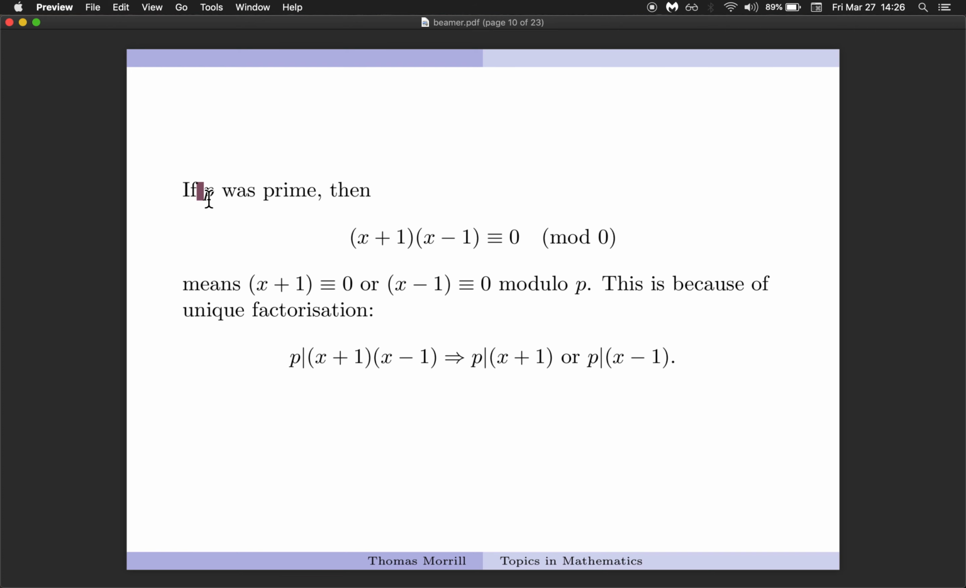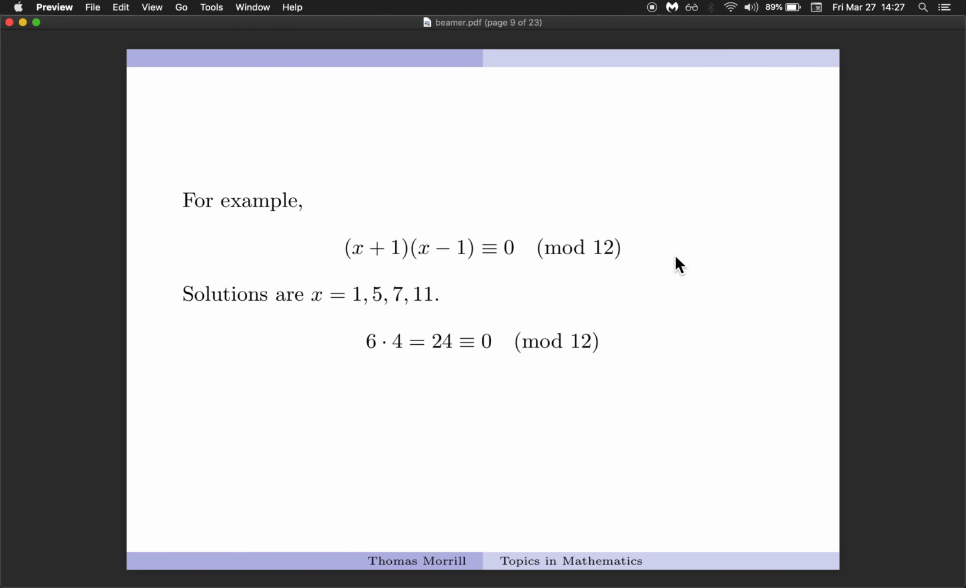So, if p was prime, then I have this factorization congruent to 0, and this should be modulo p. I want to say that should mean that one of these 2 factors is 0 mod p. This is something I cannot say with the mod 12 case. I can write up this equation. I can have 2 different numbers, both of which are not 0, brings me to 0 mod 12. That's clearly demonstrated here. And that happens because 12 is composite.